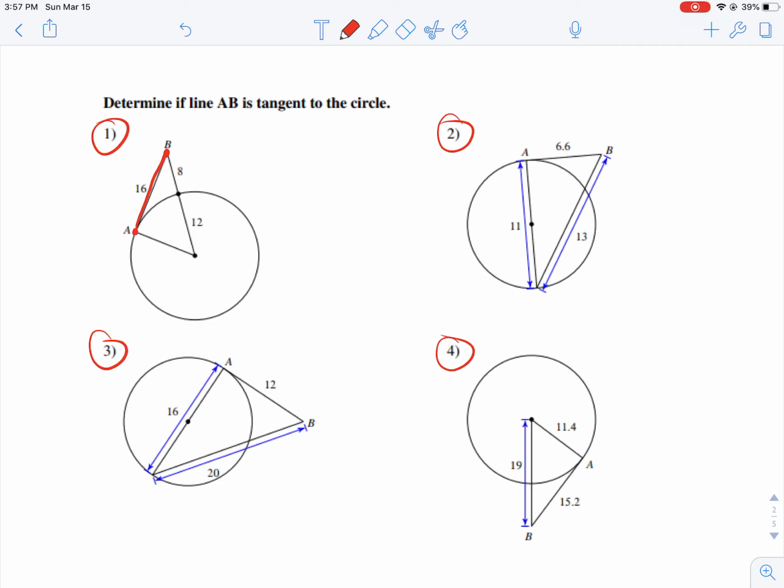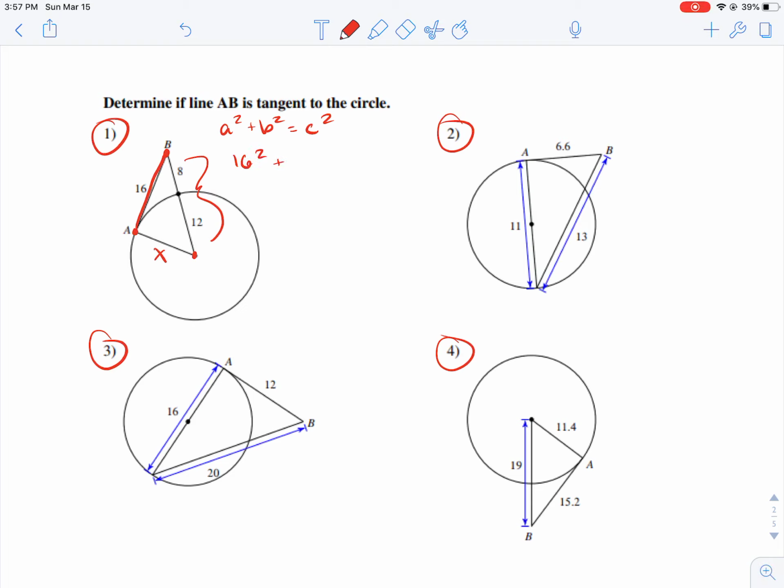So in order for it to be a tangent, we need this property to hold true. In this case, 8 and 12 is equal to 20. That represents that length right there. So the only one we don't have is this one down here.